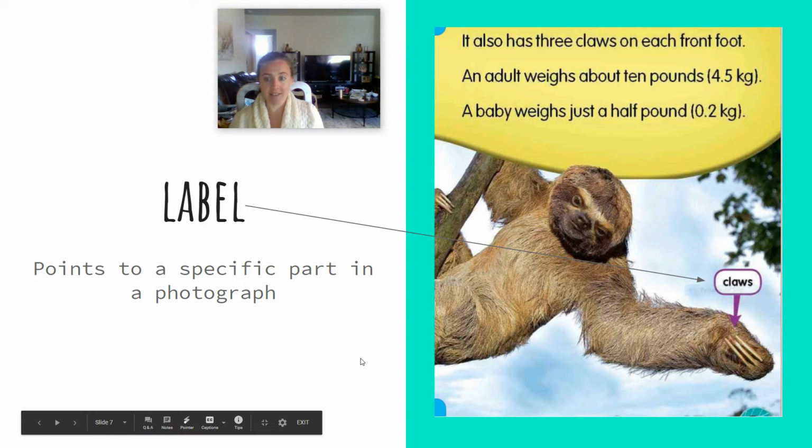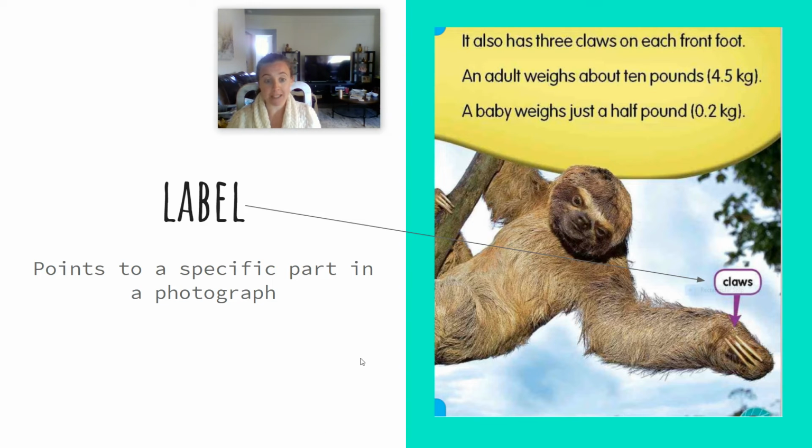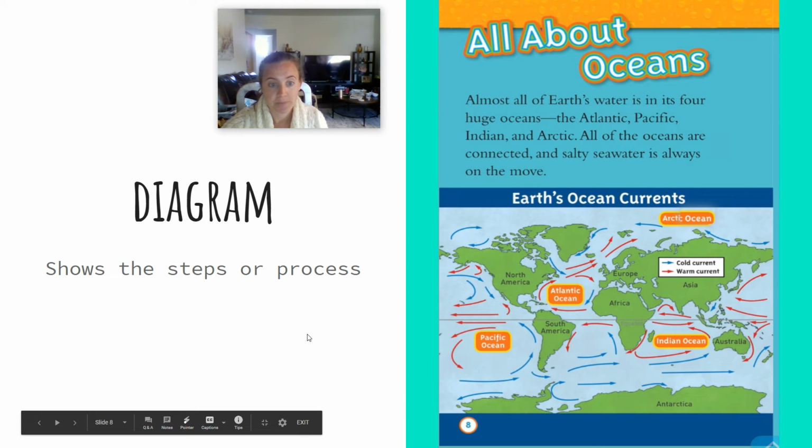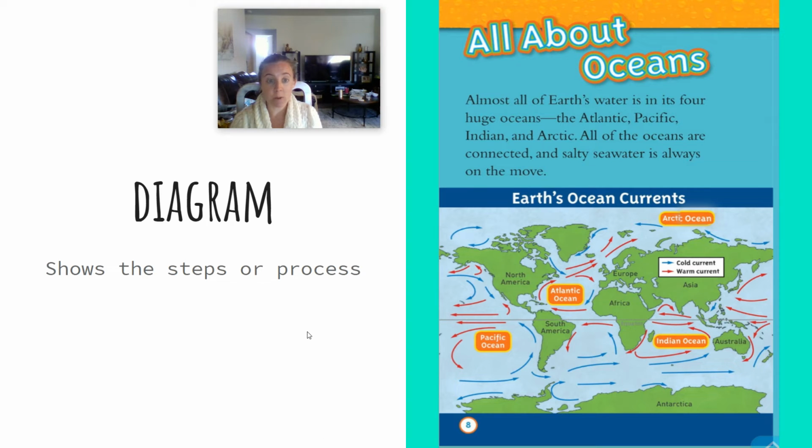The next thing that we have is a label. A label points to a specific part in a photograph. Okay, so here it's telling us about the three claws on this sloth, and the label is pointing to the claw so that you can see the specific part of the sloth that they're talking about. The next thing that we have is a diagram, and it shows the steps or process for something. So here, this is a diagram all about the Earth's oceans, the cold currents and the warm currents and how they flow.